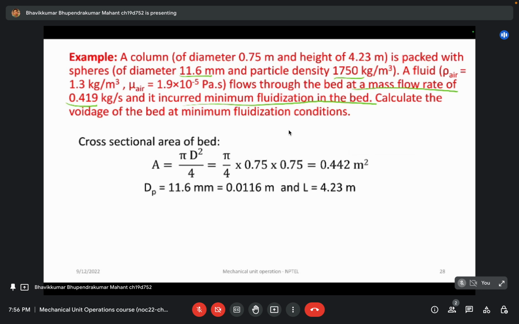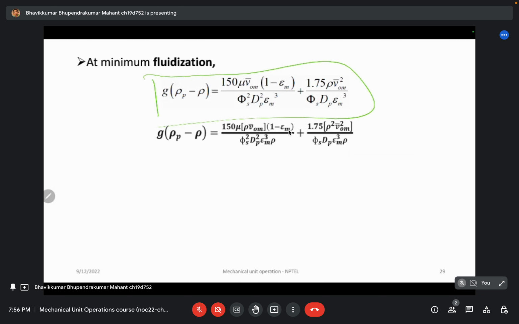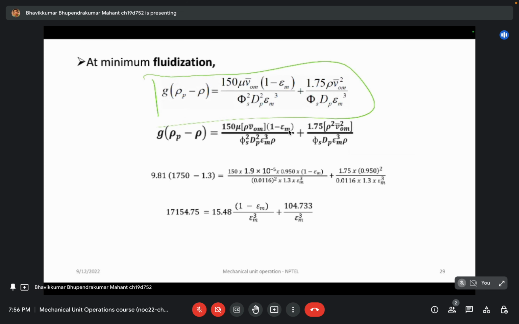So you first find, as we already discussed in a similar example before, the cross-sectional area, pi d squared by 4. Another thing you need to find is the mass velocity, 0.950 kilogram per meter square second. At minimum fluidization we have the equation G, rho P minus rho, and the other side is the Ergun equation. You just substitute the value of rho, so you can convert it into the form of G, and substitute all the values. By simplification of this equation, you will get the value of epsilon m.